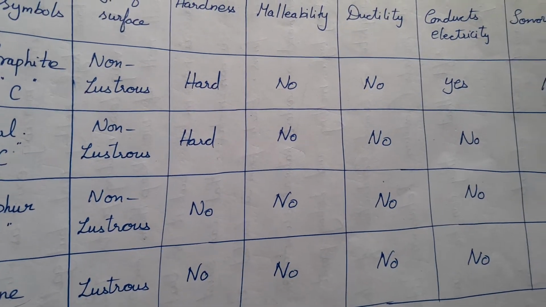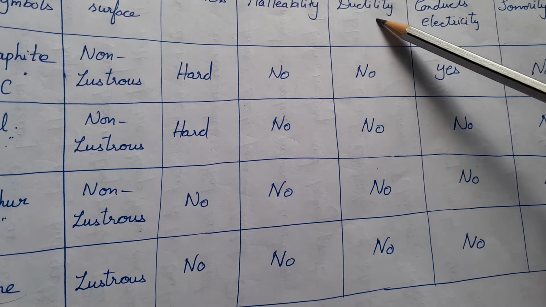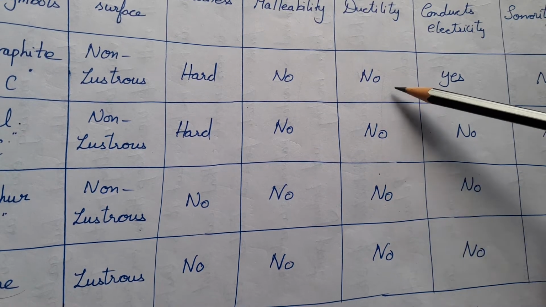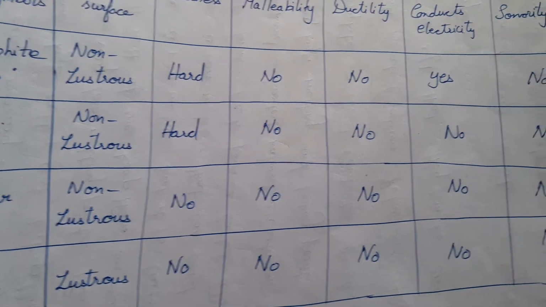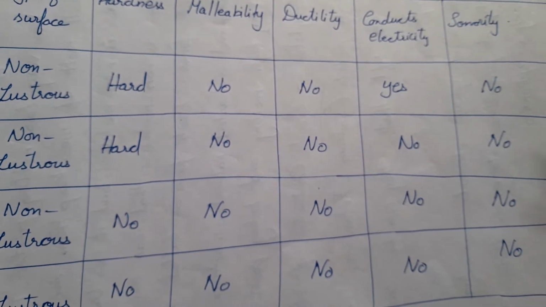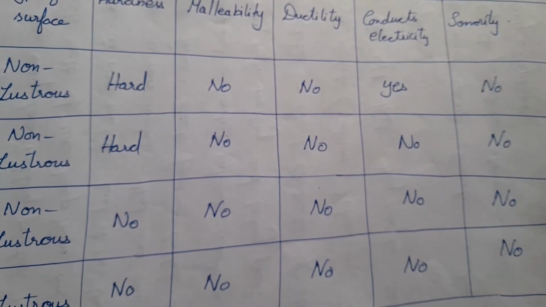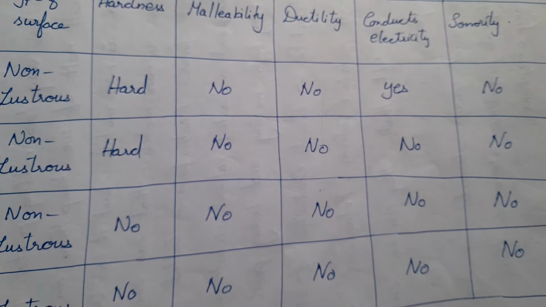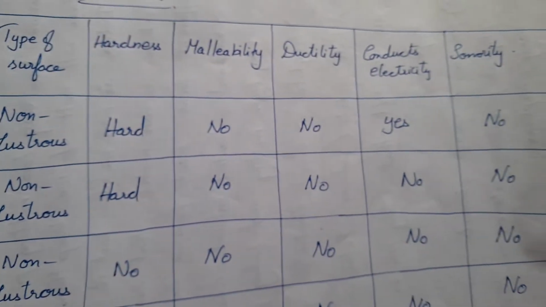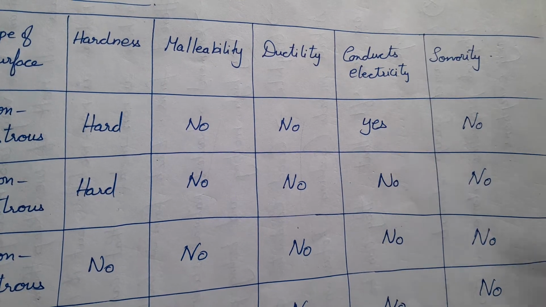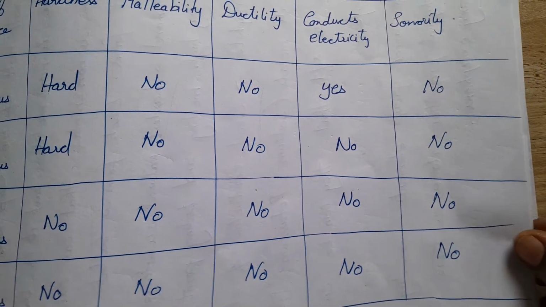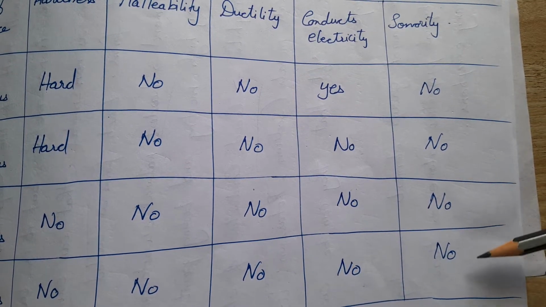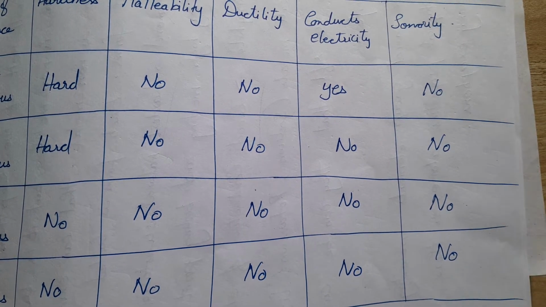Next, likewise metals can be drawn into a thin wire, that is called ductility property. But most of the non-metals cannot be drawn into wire. Then electrical conductivity. Just now we said metals are good conductors of electricity. Non-metals are not good conductors of electricity, except graphite. Graphite is a good conductor of electricity. Sonority is a sound producing property, right? Metals produce sound, whereas the non-metals do not produce sound. Graphite, coal, sulfur, iodine do not produce sound.